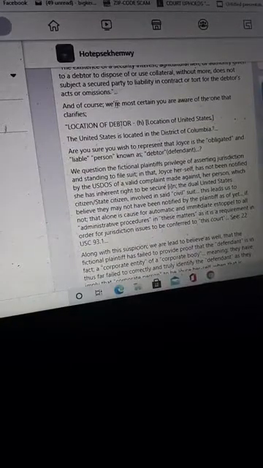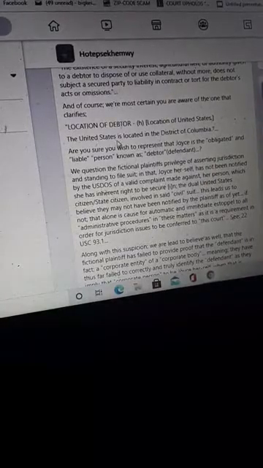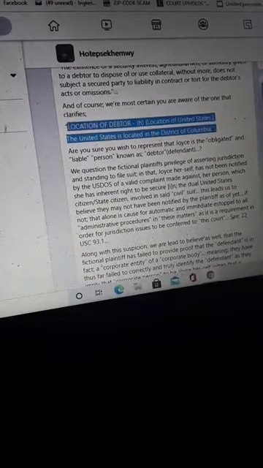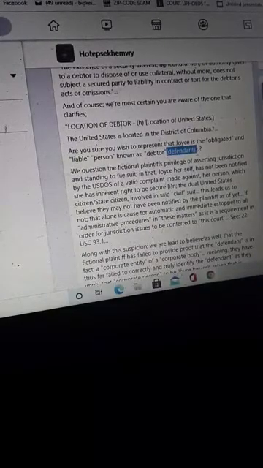And of course, we're most certain you are aware of the one that clarifies location of the debtor. H, location of the United States. The United States is located in the District of Columbia. Are you sure you wish to represent that Joyce is the obligated and liable person known as the debtor? Defendant?